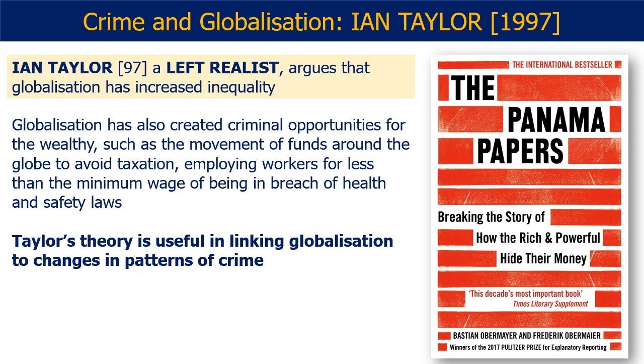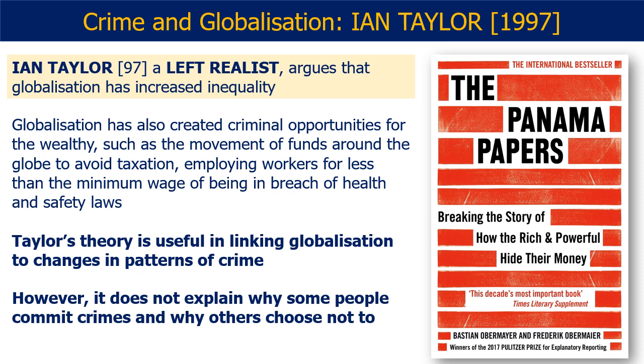Taylor's theory is useful in linking globalisation to the changing patterns in crime. However, it doesn't explain why some people choose to commit crimes and why other people do not. So we're going to look at an example here.